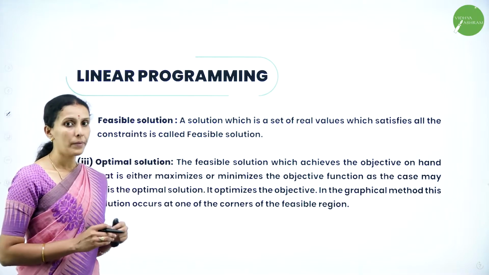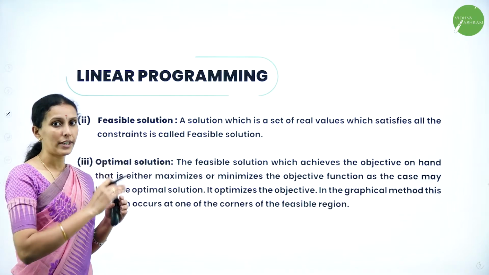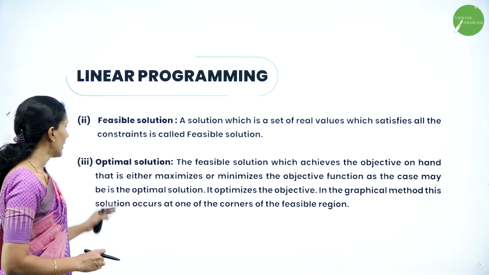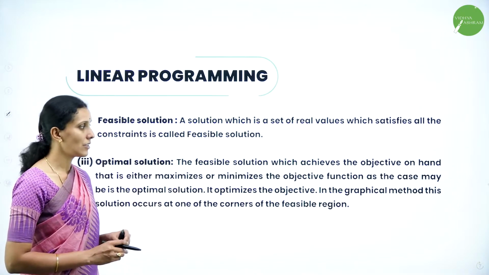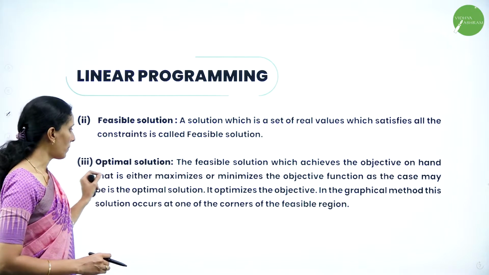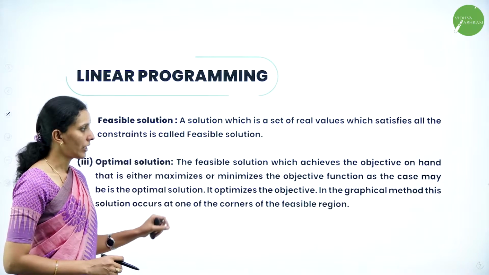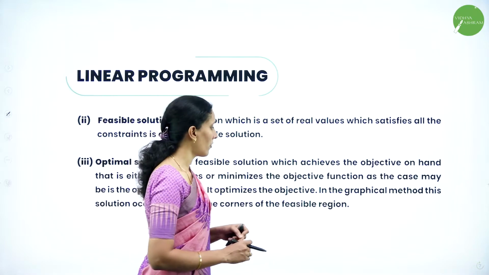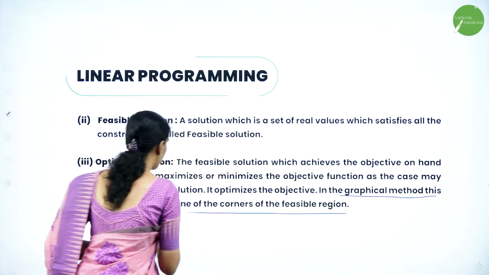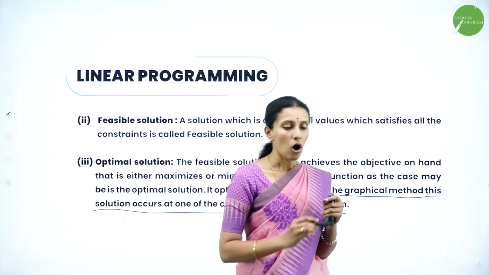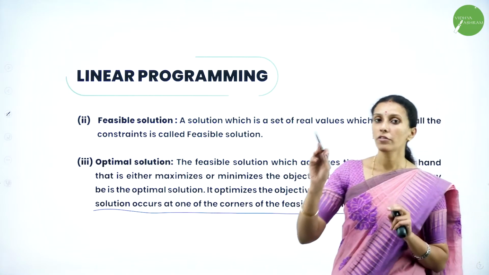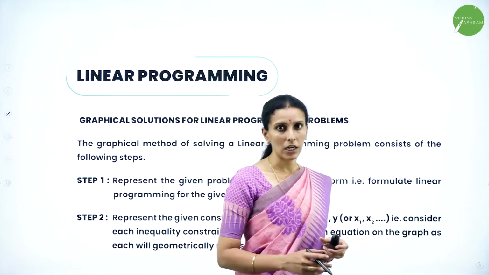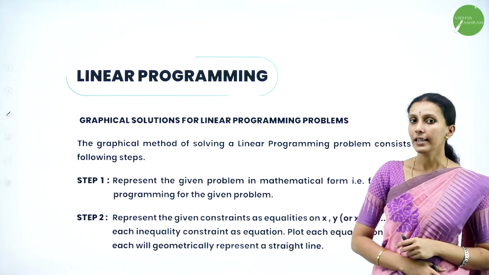The next one is optimal solution, the solution for the objective function. That is the feasible solution which achieves the objective on hand, that is, either maximizes or minimizes the objective function, as the case may be. It optimizes the objective. In the graphical method, the solution occurs at one of the corners of the feasible region. This is very important. So the solution of the optimal function occurs at one of the corners of the feasible region. Next, how to find the solution using the graphical method of linear programming.